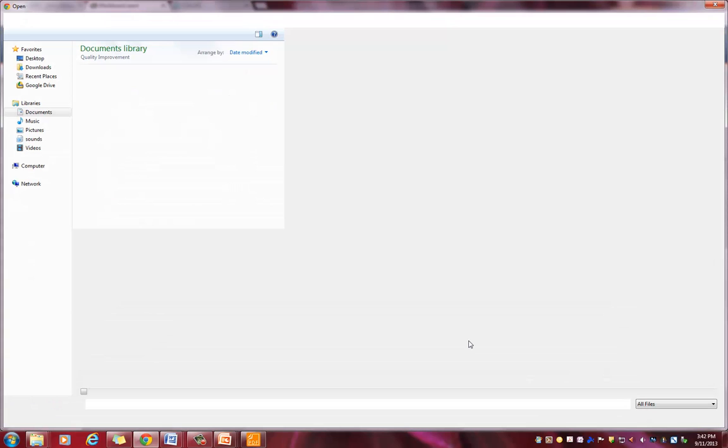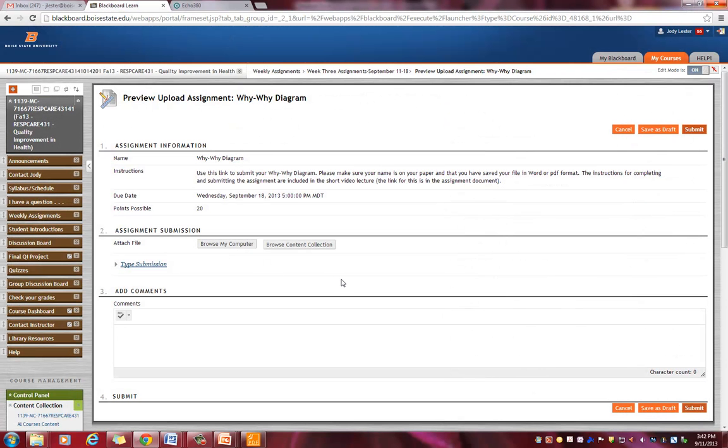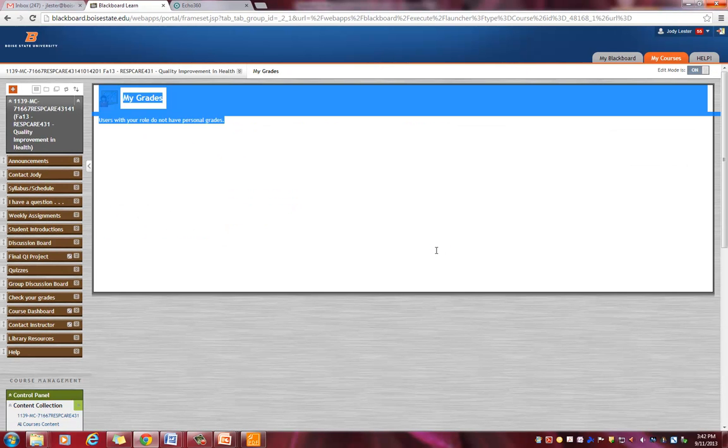I'm going to do browse my computer. I'm going to have put that in a place like my desktop or in my folder that keeps my quality improvement documents. And I've saved it as my first name, my last name, and the assignment. So Y diagram. And then I attach that and I say submit. You could put some comments, but generally those aren't required. You don't have to say, can you please tell me if you got my document or not, because you'll be able to click on check your grades, and if you submitted that, you'll be able to see those.